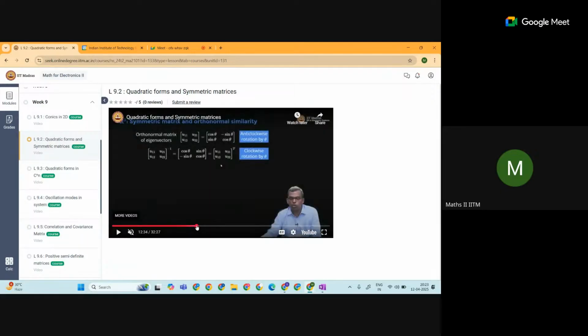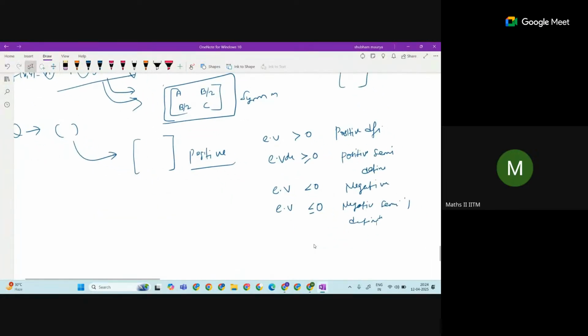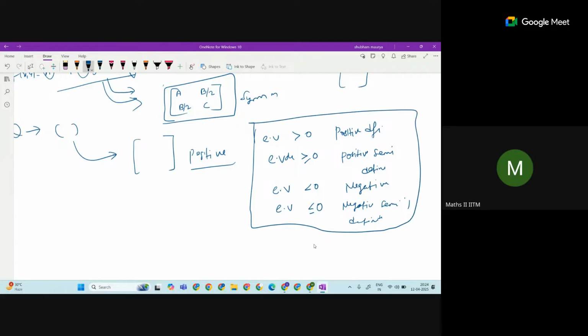Okay, all of you should remember one important property. This is one formula to decide whether a form or a symmetric matrix is positive definite or not. If your matrix is symmetric, there is a property: first find the eigenvalues, then find the eigenvectors. Whatever eigenvectors you find, say v1 and v2, if you observe, these two are going to be orthogonal to each other.